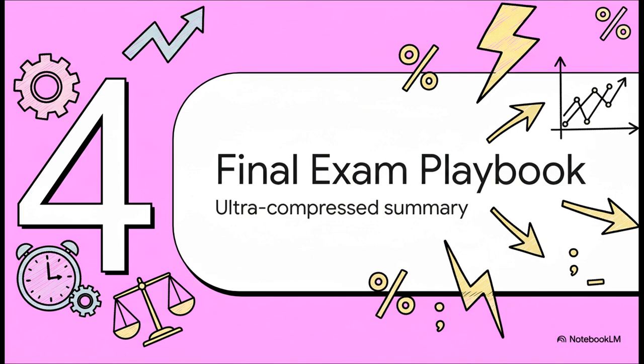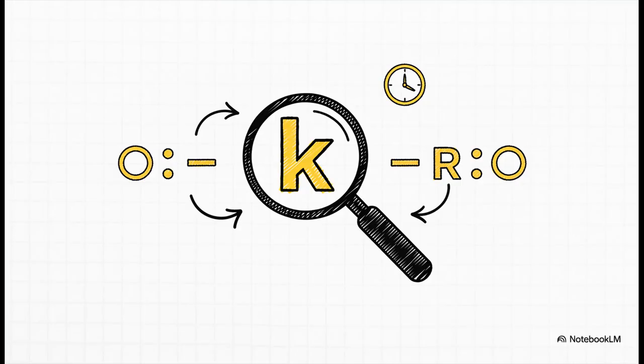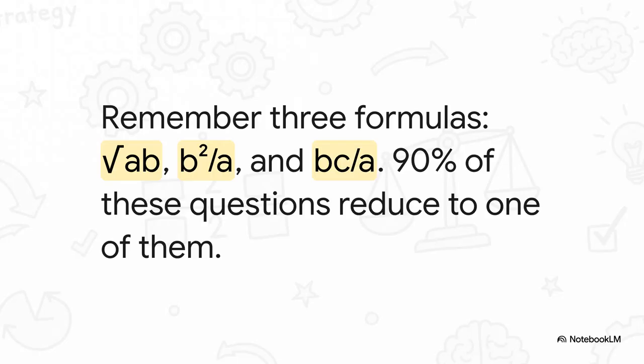Let's compress all that knowledge into your final, ultra-condensed exam playbook. Playbook rule number 1. Ages. Your mission, should you choose to accept it, is always the same. Solve for k using that ratio difference trick every single time.